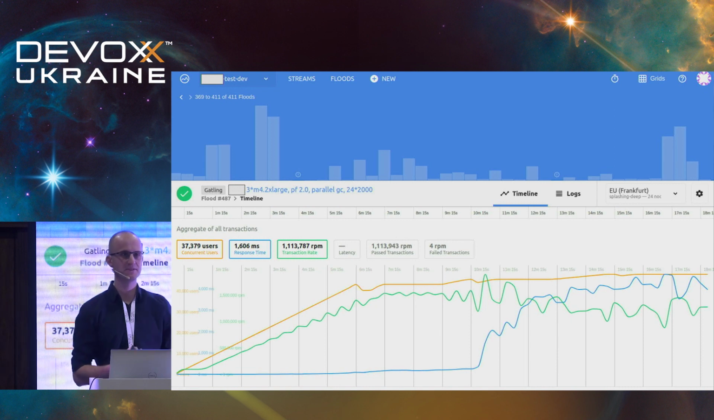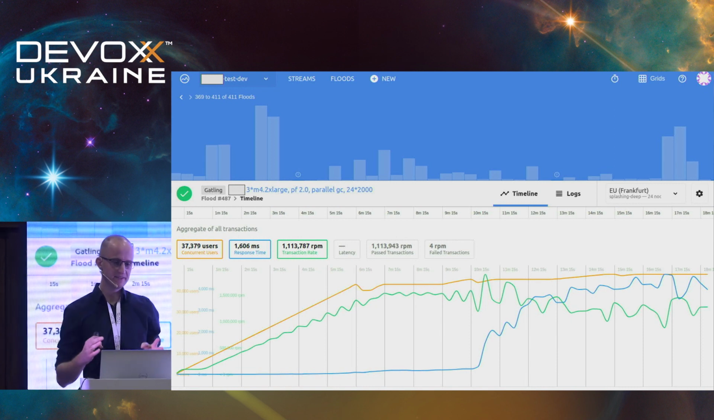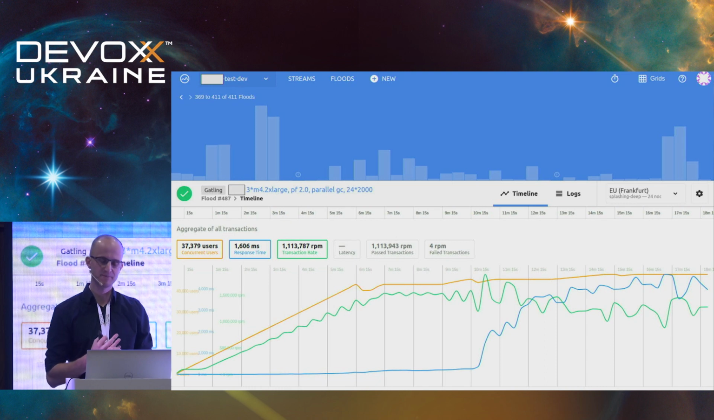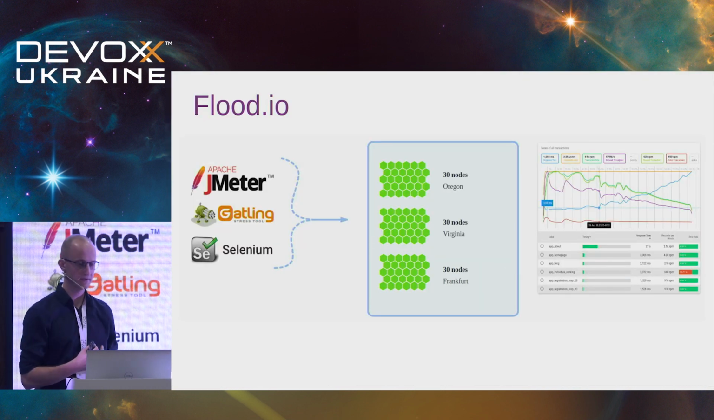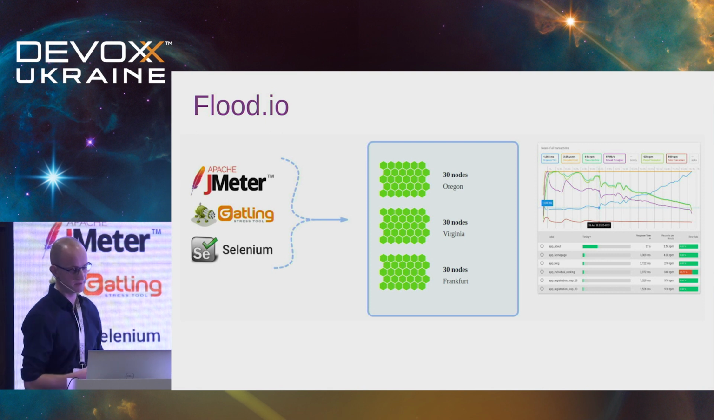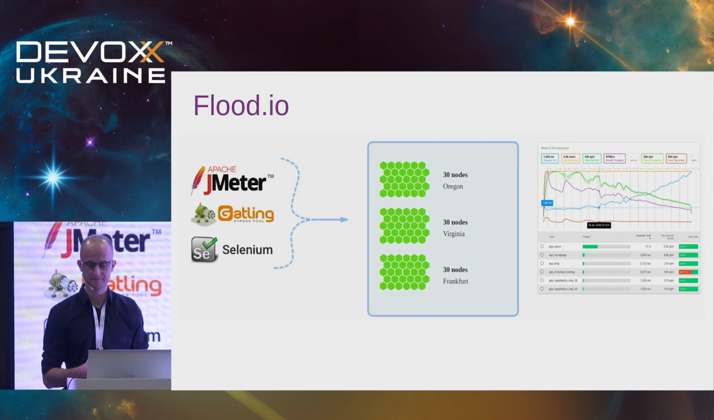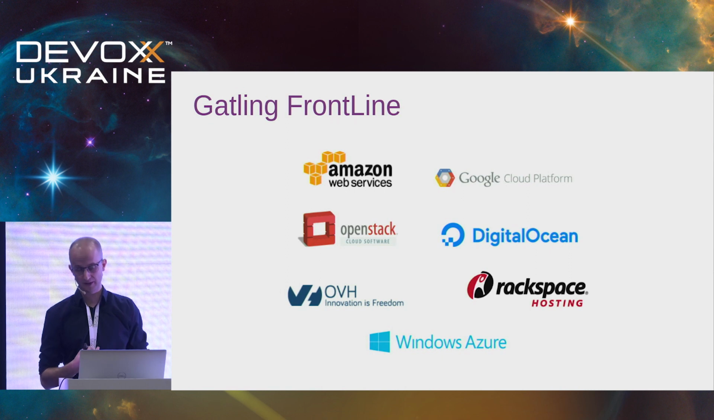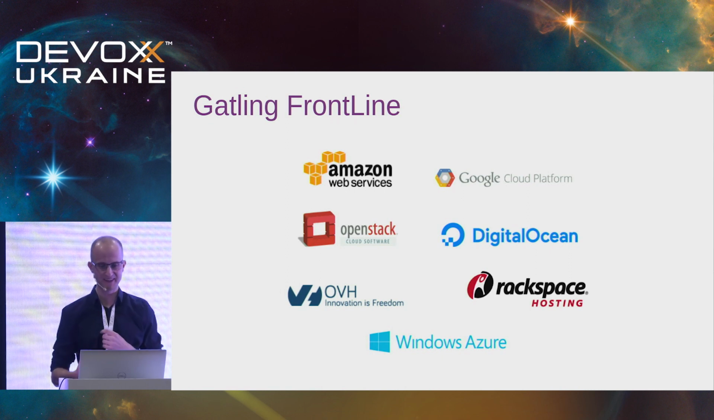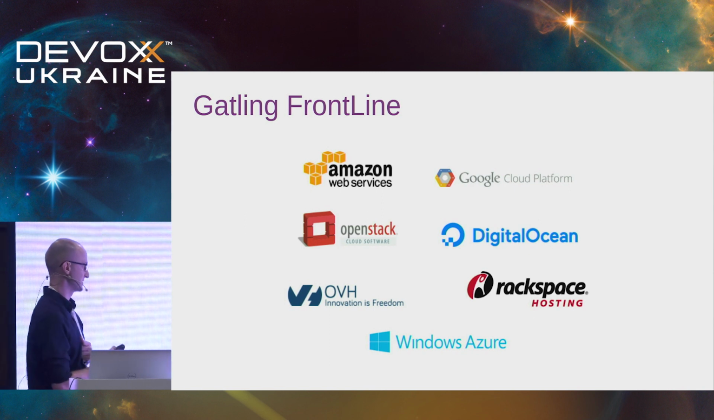And imagine that you would need to do this manually. Even if you have some script, it would be a really, really hard task. And here, I just need to upload my test code, then select how many nodes should generate the load, and wait for the results. That's it. In the case of Flood.io, you can use JMeter as well, and Selenium, although it's hard for me to imagine performance tests in Selenium, but still you can. But you are forced to use AWS. In the case of Gatling FrontLine, you are forced to use Gatling, obviously, but you can use different cloud providers.